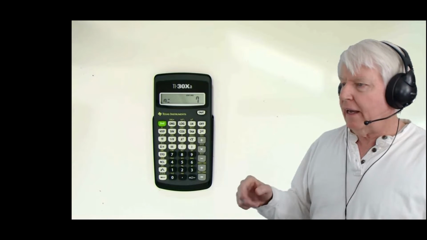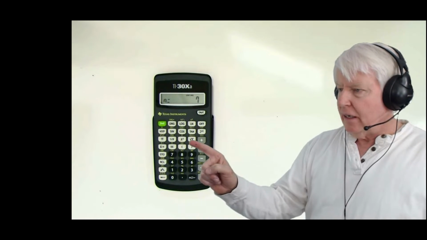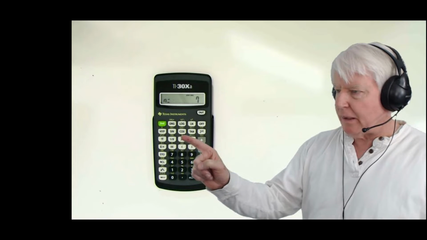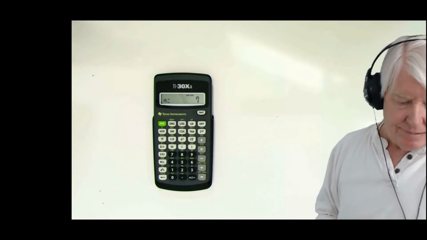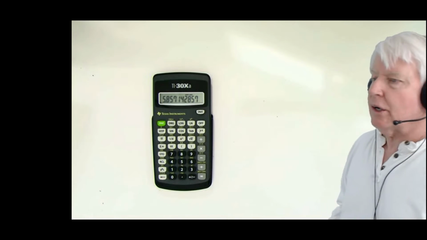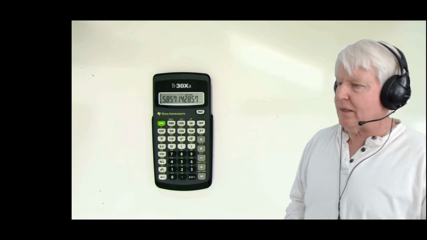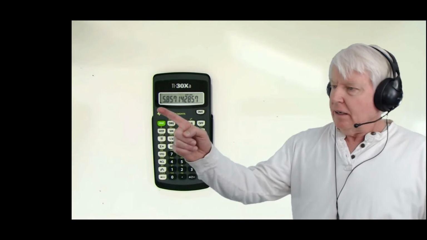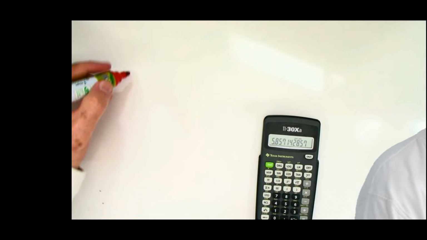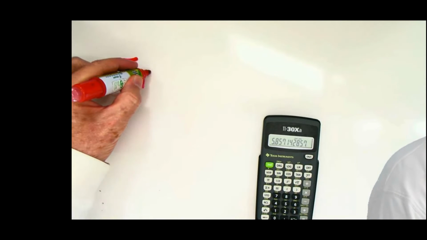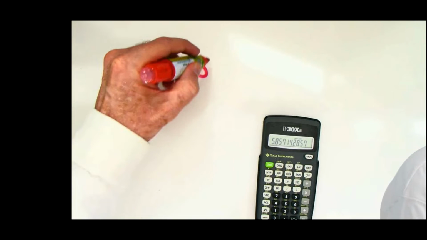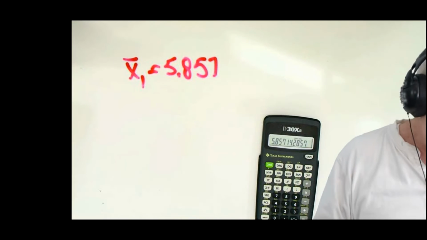Yes. Okay, then I go second function and hit the X bar button. Right above X squared is X bar. This is the way you should do it because it's quicker and you're less likely to make mistakes when you do it the simpler way. So the average for this sample, we'll call it X bar 1, equals 5.857. That's good enough.